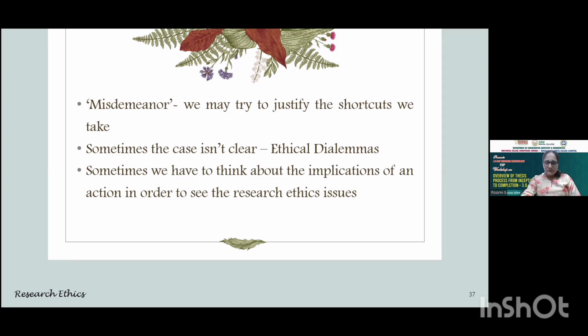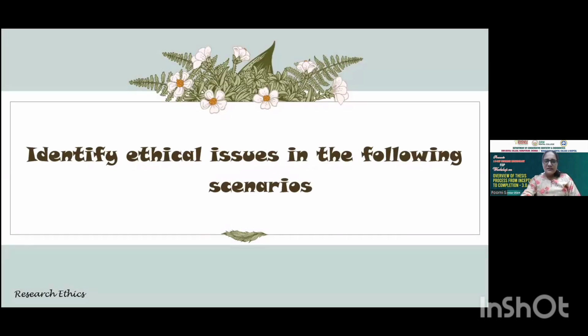Sometimes we have to think about the implications of an action in order to see the research ethics issues. So all these are certain conditions where we justify ourselves that, okay, it's okay not to follow the ethical rules. But again, ethics need to be in the back of your mind whenever you do any actions, be it research or a life principle. So let us see certain ethical issues in the following scenario. See if you can identify what are the ethical issues, because these are certain conditions which we come across on a daily basis.